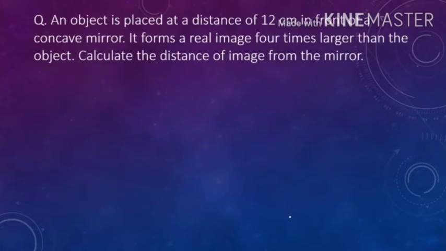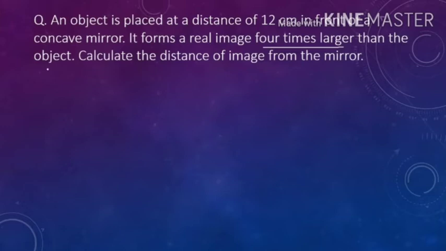Let's solve another question. An object is placed at a distance of 12 centimeters in front of a concave mirror. It forms a real image 4 times larger than the object. Calculate the distance of the image from the mirror.